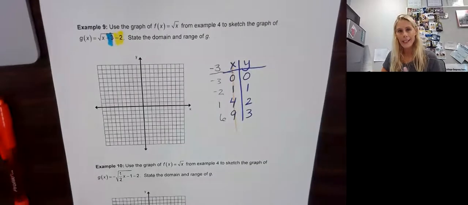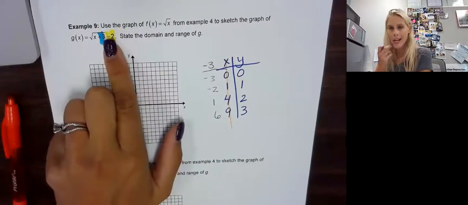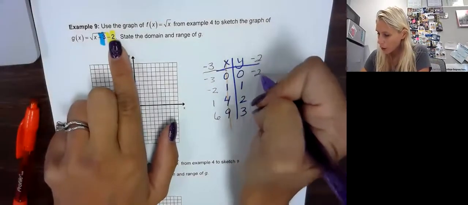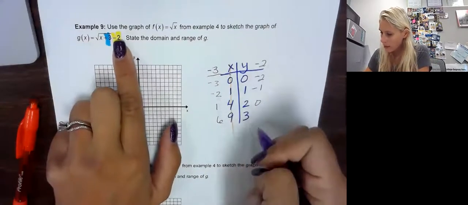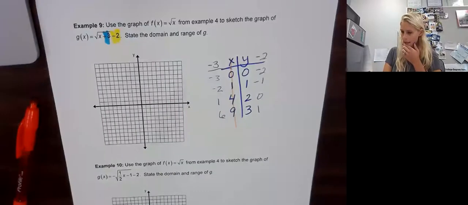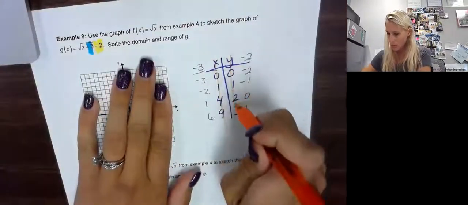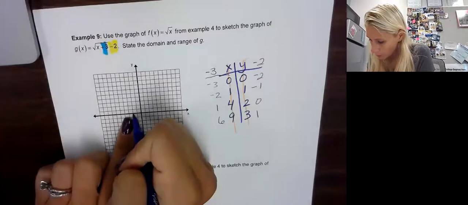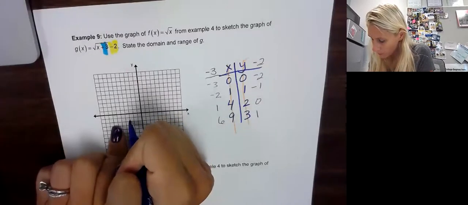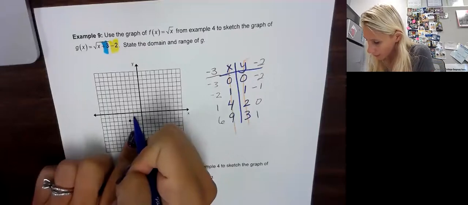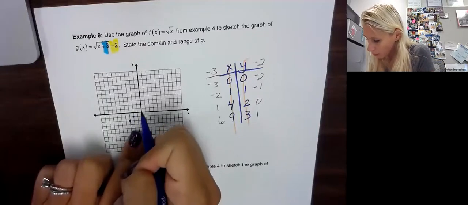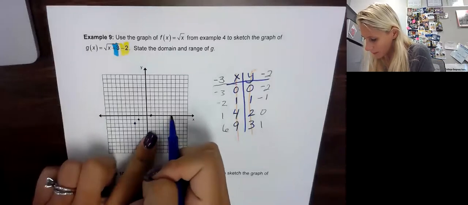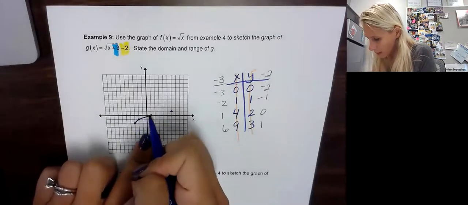Now on the y, I have the -2. On the outside, I do the same thing as what I see. So I have this -2. So I go -2, -1, 0, and 1. Okay, now cross this out so I know what my coordinates are supposed to be. So I have the coordinates -3, -2; -2, -1; 1, 0; and 6, 1. And there is our graph.